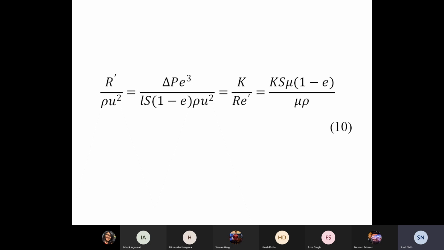A large number of experiments have been done, and what was found is, if you were to plot R prime upon rho u1 squared, where u1 is the velocity through the bed, sorry, I missed the subscript u1 on the left-hand side, but the right-hand side is u, the superficial velocity, so that is correct. Because u1 is u divided by e, u1 squared is u squared upon e squared. So when that's in the denominator, you will get e squared in the numerator, and e was already there in equation 9, so you will get e cubed dependence.